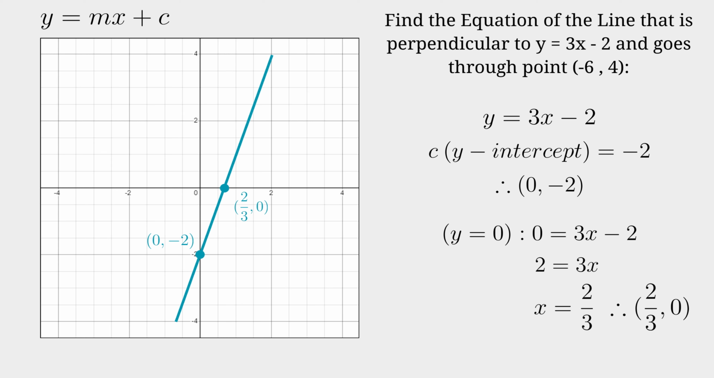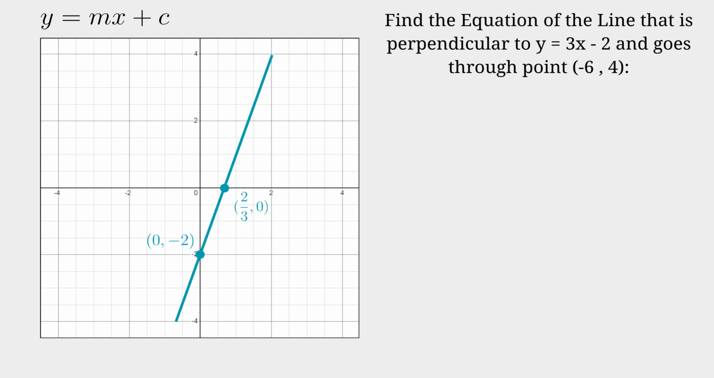Now, it is said that the other line is perpendicular to this line, y equals 3x minus 2. So we can use the perpendicular gradients formula. The product of the two gradients should give you -1. Divide both sides by 3 and your second gradient is -1/3. Now we have the perpendicular gradient. Now we just need to find the value of c where this gradient goes through the coordinate (-6, 4) as stated in the question.